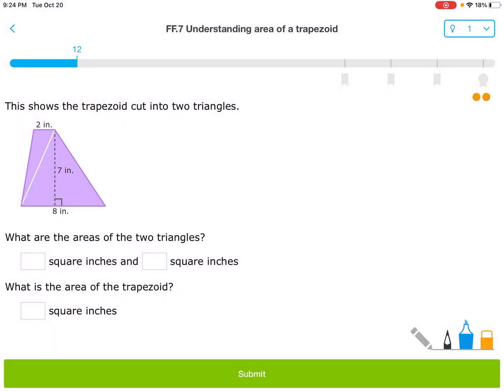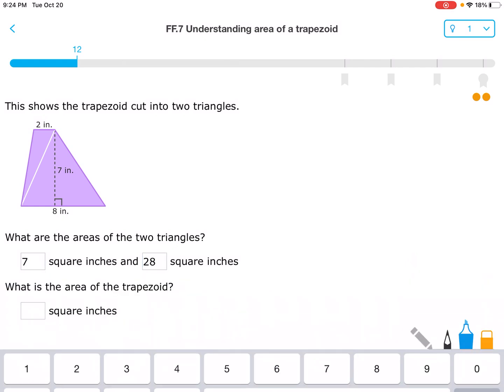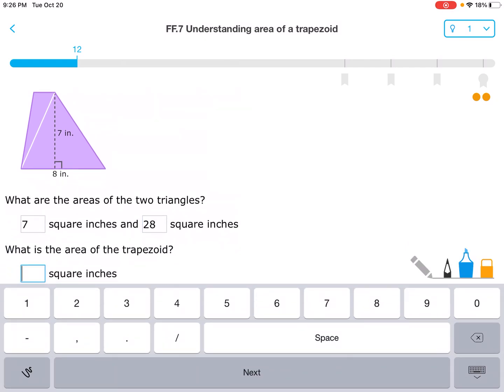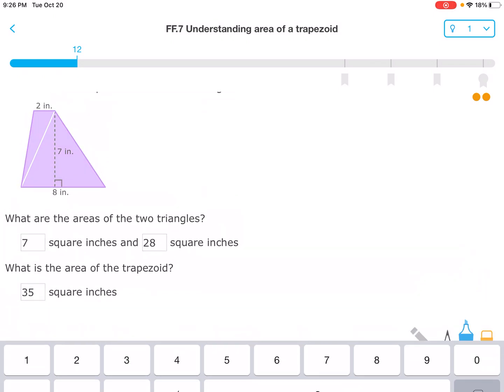So if I go back, I'm going to input my answers, 7, 28, and then my total area, which is 35, because 7 plus 28 equals 35.